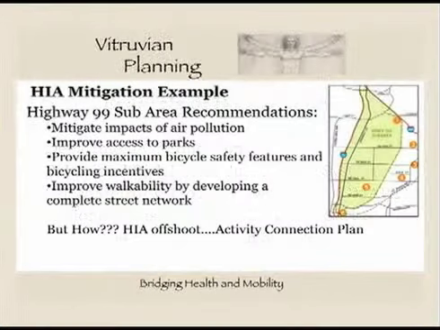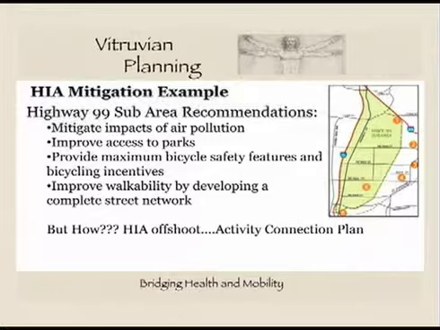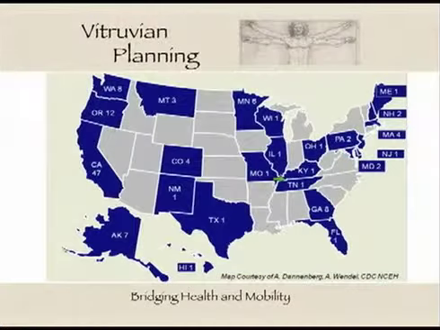This is an example from Highway 99, which is down by Vancouver, Washington. This is specific language that came out of an actual HIA. It's pretty generic, a little broad. Improve access to parks, typical things that we might expect. This was, I think, also a rapid HIA, so again, it's more the qualitative type of analysis. It gives you an idea of where a lot of these HIAs have been done.